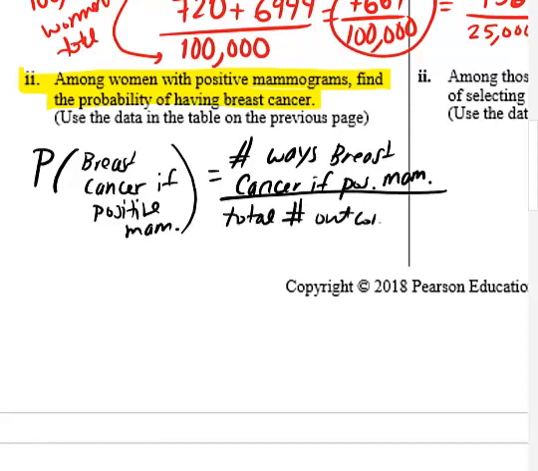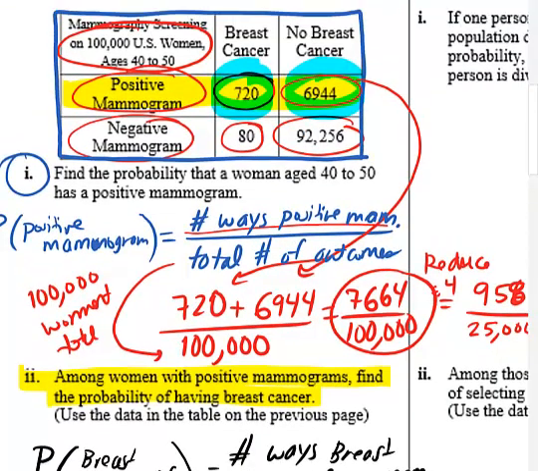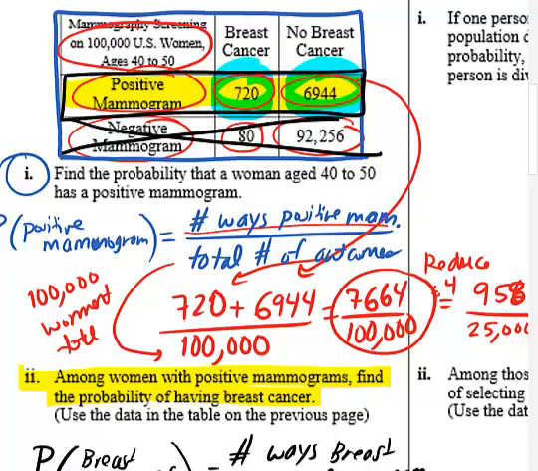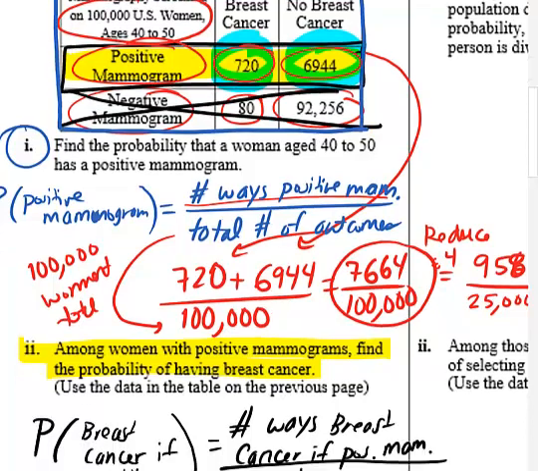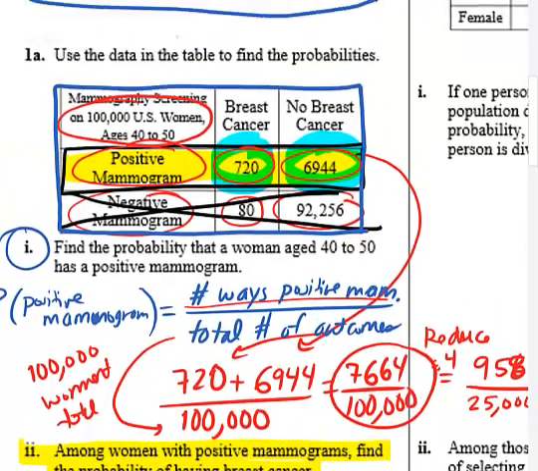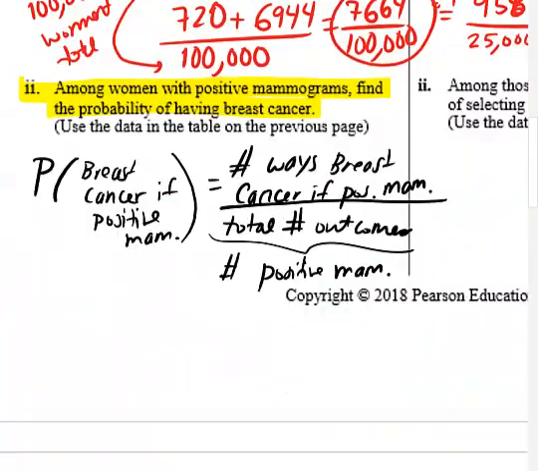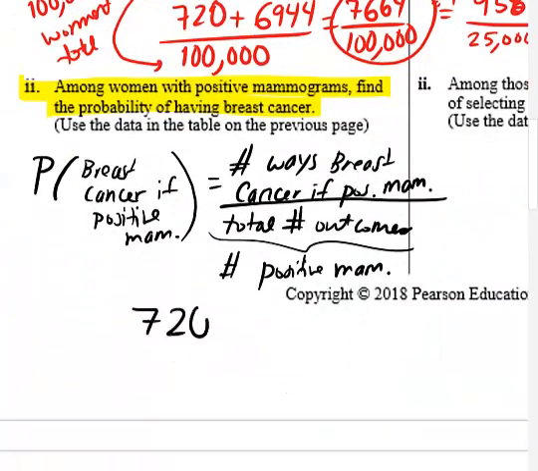But they said we're talking about only positive mammograms, so that would be the number of positive mammograms. Right now we're not even interested in the negative mammograms. Don't even look at the bottom row. We're only interested in the top row. So how many ways are there for women to have breast cancer, given that they have a positive mammogram? That'd be exactly this number here, because that's in the column of breast cancer and it's in the row of positive mammogram. So for sure the numerator is 720.